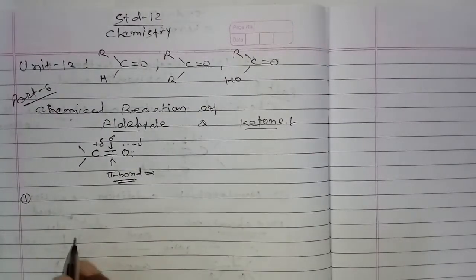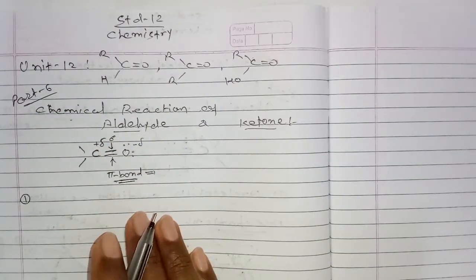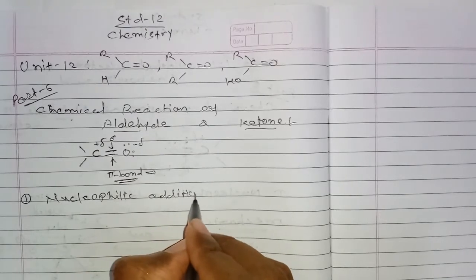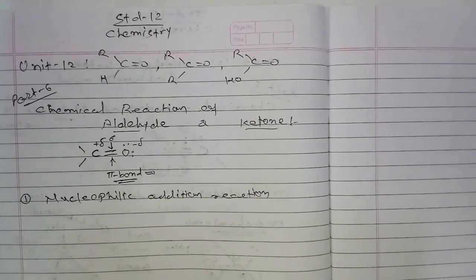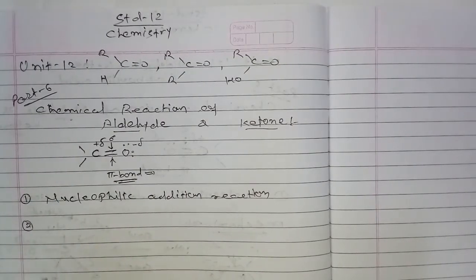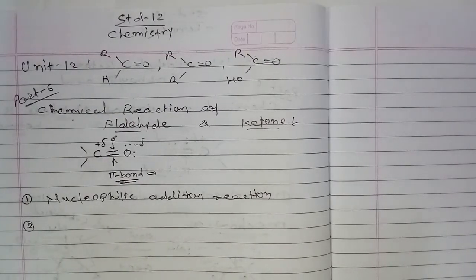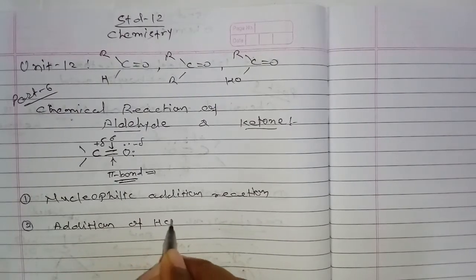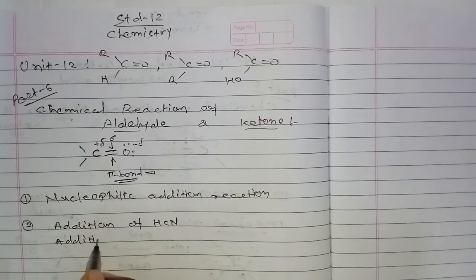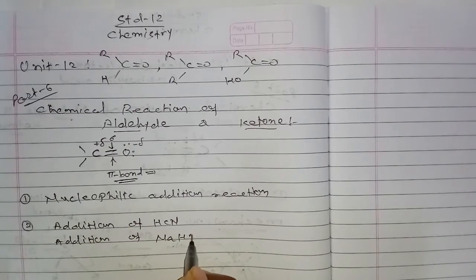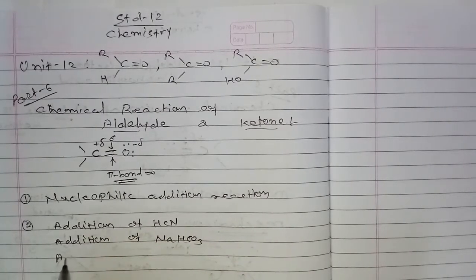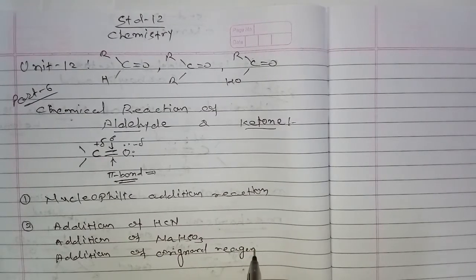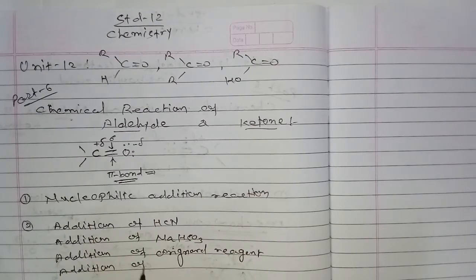Here, in the chemical reactions of aldehyde and ketone, we will discuss number 1, the nucleophilic addition reaction, and number 2, the nucleophilic addition and nucleophilic addition elimination reactions, like addition of hydrogen cyanide, addition of sodium bisulfite NaHSO3, addition of Grignard reagent, and addition of alcohol.